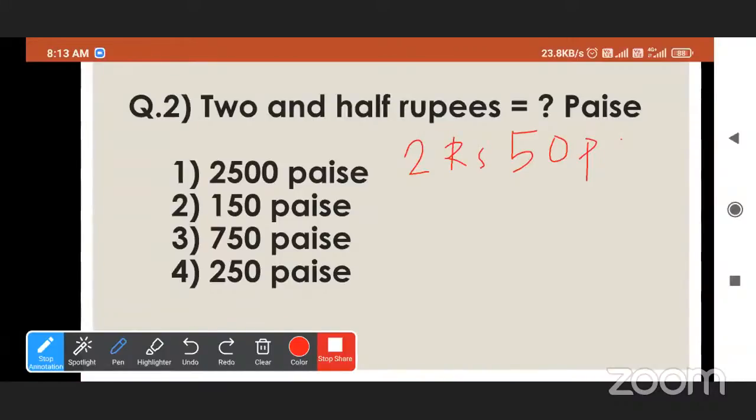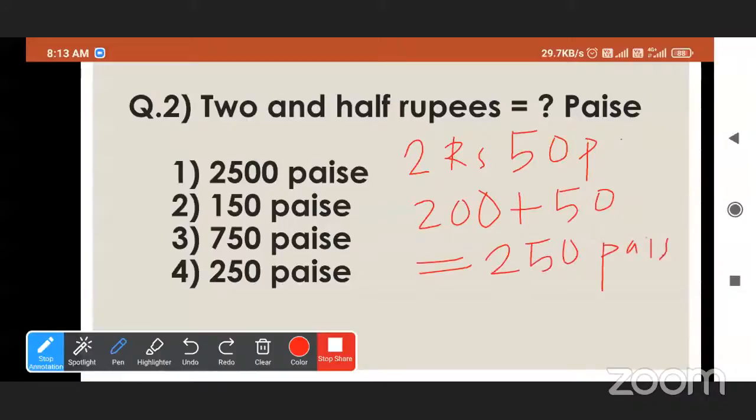2 rupees means how many paise? 200. 200 plus 50 paise means 250 paise. So which one is the right option? Fourth one. So 2.5 rupees means 250 paise. Good.